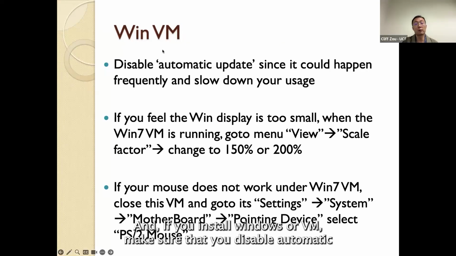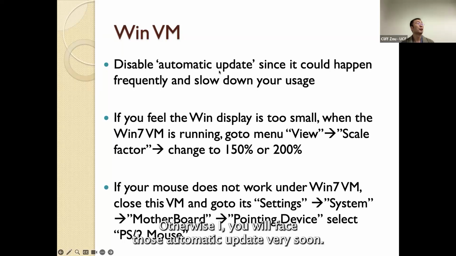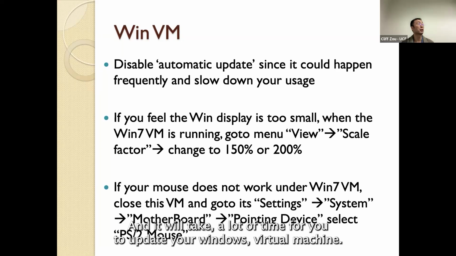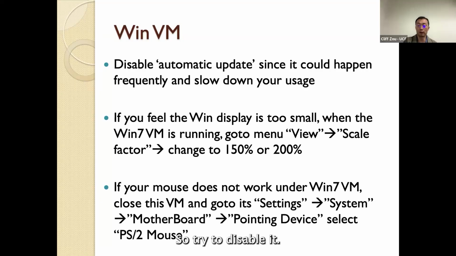If you install a Windows VM, make sure that you disable automatic updates. Otherwise, you will face this automatic update very soon, and it will take a lot of time for you to update your Windows virtual machine. So try to disable it when you use it.